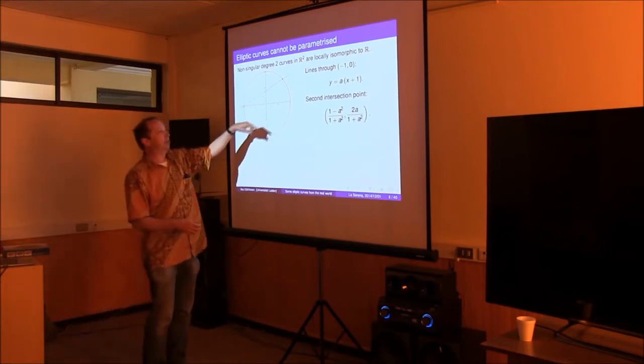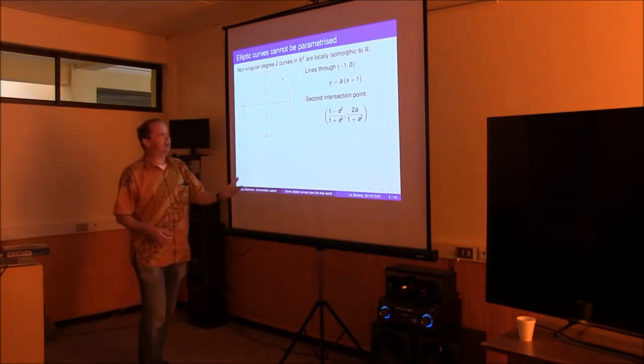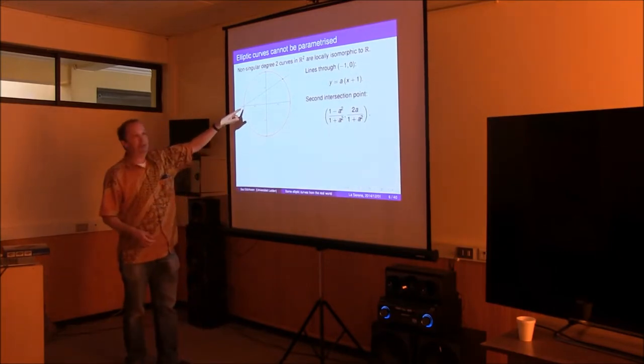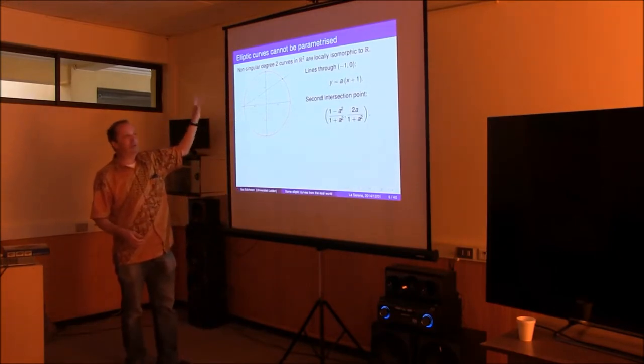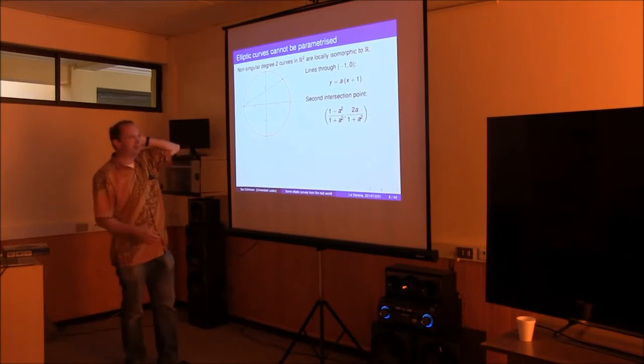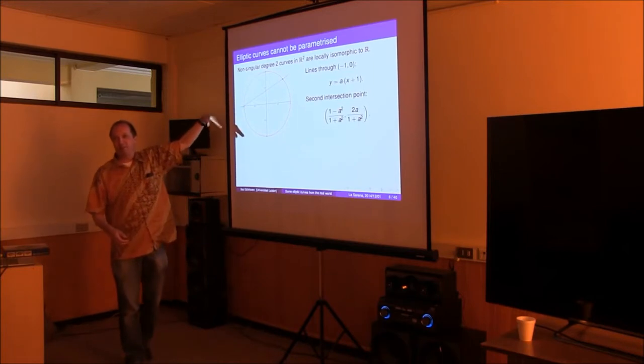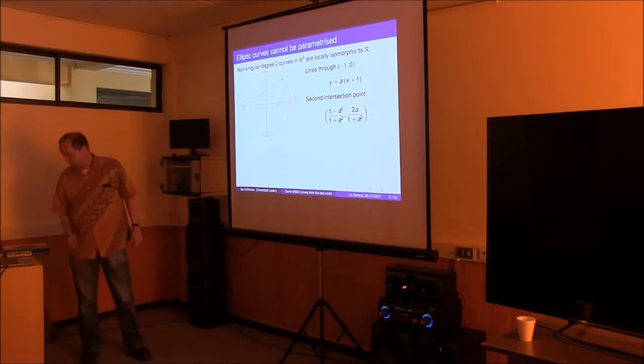And you see that you have a nice parameterization of the circle, right? Because for every a, I get this point on the circle. Maybe to get the point minus 1, 0 itself, a has to go to infinity, right? Because that is the vertical line. All the other lines intersect in another way.